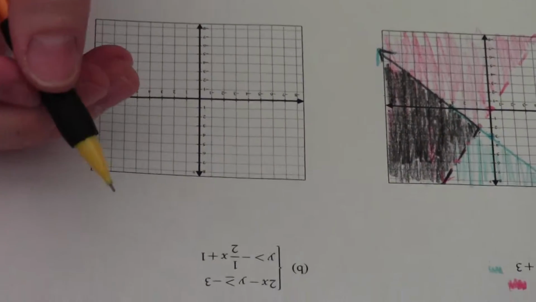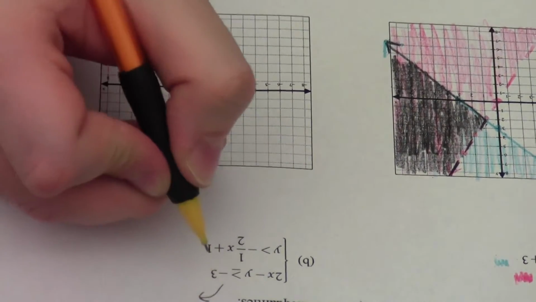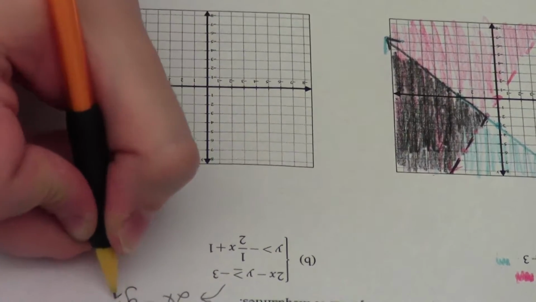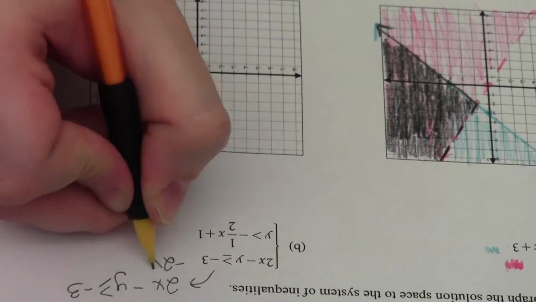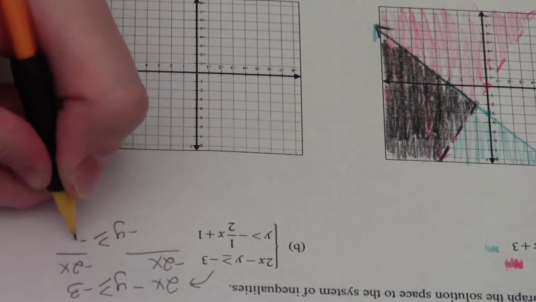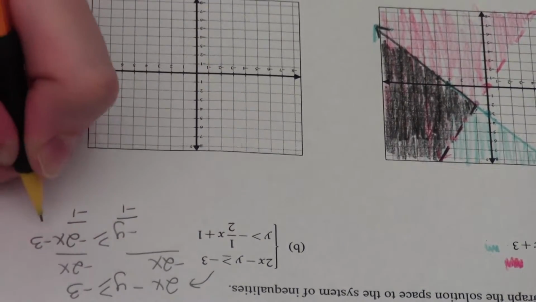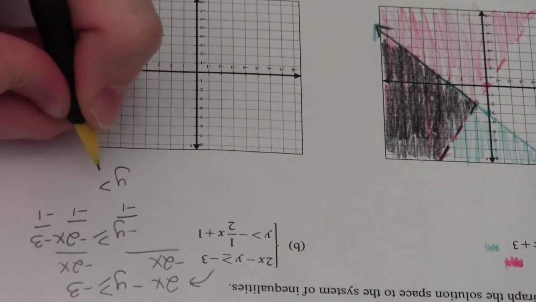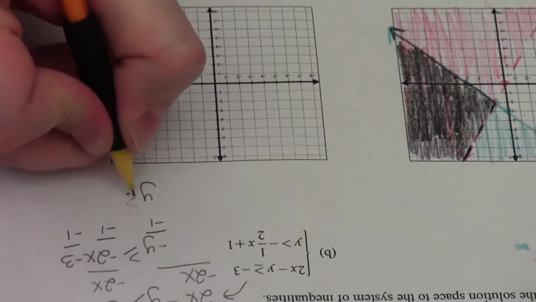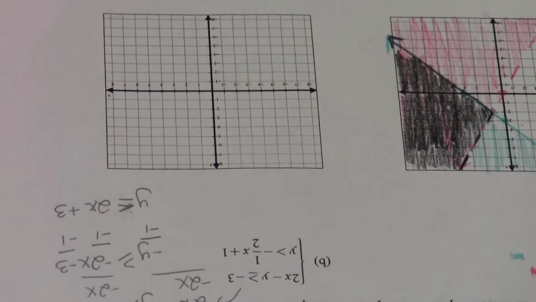In letter B, well, that second inequality already looks good, but the first one, since it's in standard form, I should do some algebra to convert it. So we had 2x minus y is greater than or equal to negative 3. I'm going to subtract 2x from both sides. Negative y is greater than or equal to negative 2x minus 3. I'm going to divide everything by negative 1. And when we do that, we get y is, nope. Remember, when you divide by a negative, you need to flip that symbol. Almost caught me. Less than or equal to 2x plus 3.